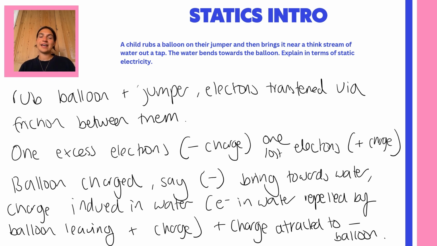Next is to say that, let's say the balloon was negatively charged, doesn't matter which one you choose, it has a charge, and you were bringing it towards the water, your neutral water. As you bring that negatively charged thing towards your neutral water, you induce a charge in your water. That's because all of the electrons in your water near that balloon get repelled by that negative charge on your balloon, and therefore leave behind a little bit of positive charge on the water. Negative charge on the balloon, little area of positive charge on the water, they are attracted to each other.